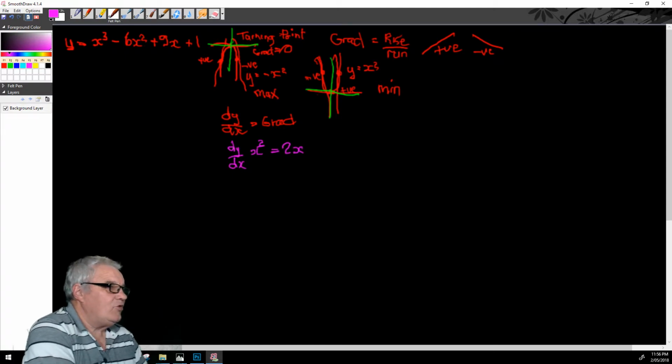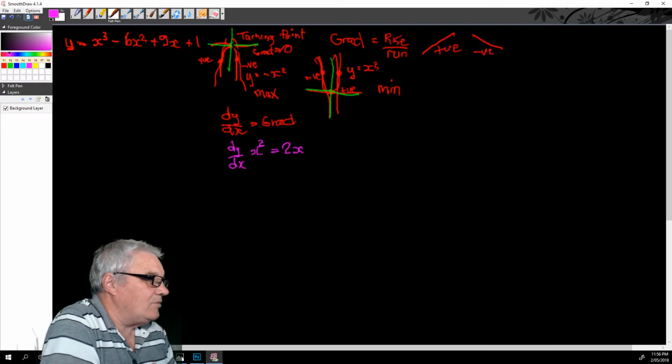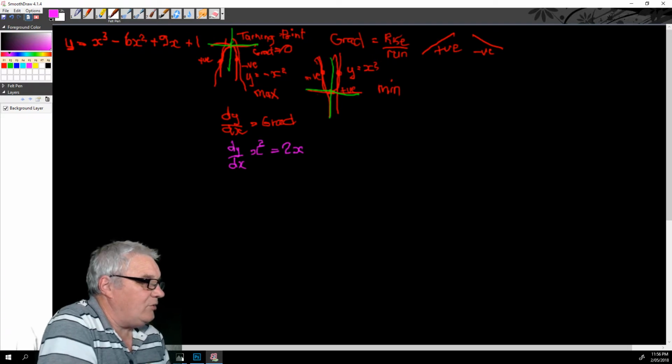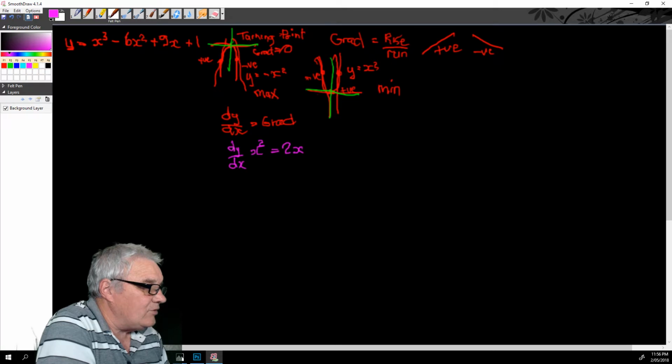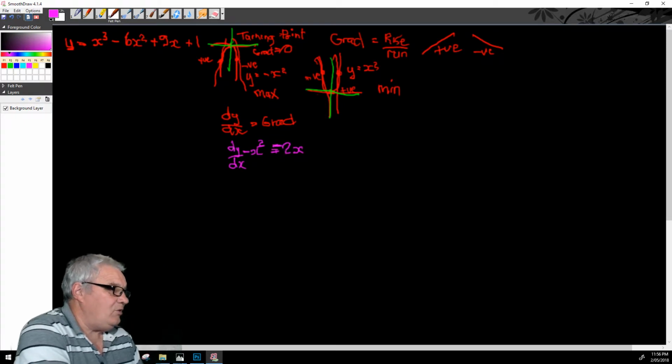Okay, so that equals 0 when x equals 0. If we look at the gradients where x is less than 0, we'll see this is negative x squared, so the derivative will be negative 2x. That gives us the gradient.